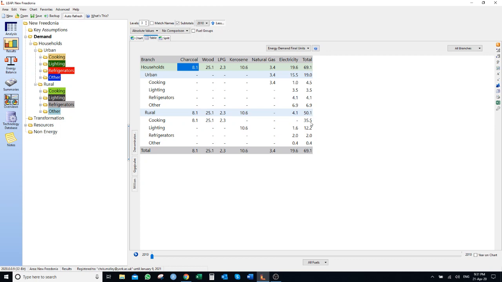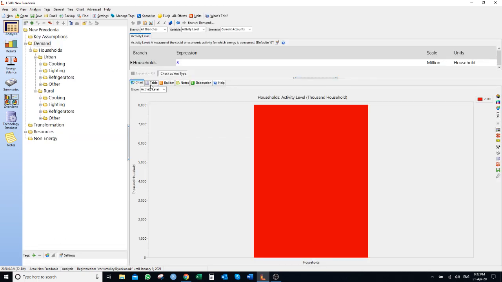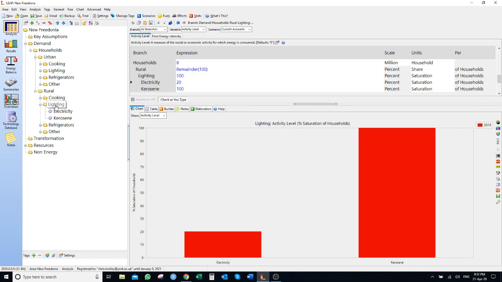Cooking, 35.5 is the same as in the table. Refrigerators and others is the same. But lighting is different, 12.2 compared to 11.2. So I've been able to go in and identify where it is that I've made the mistake. Let's go back to lighting and see what I might have done wrong.